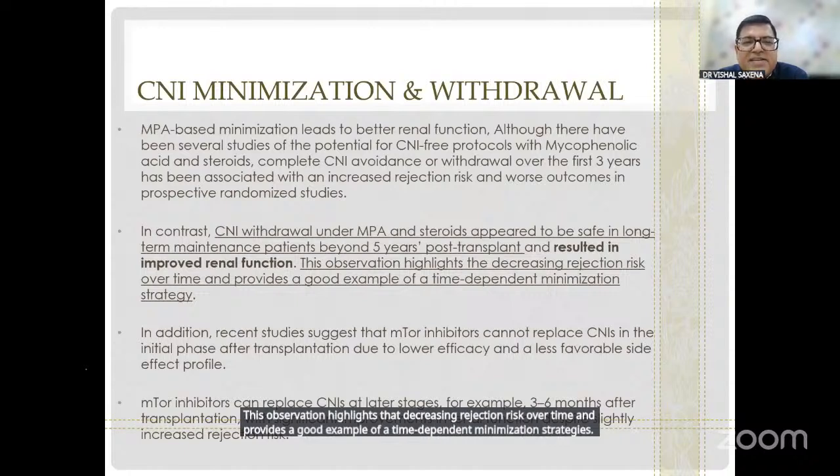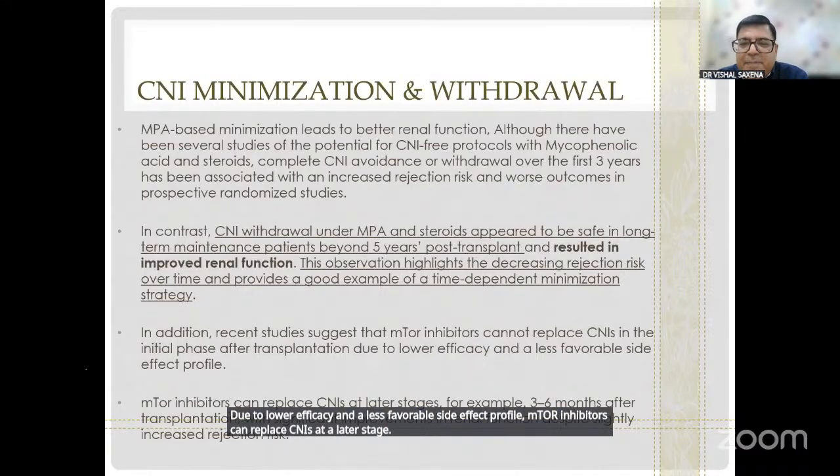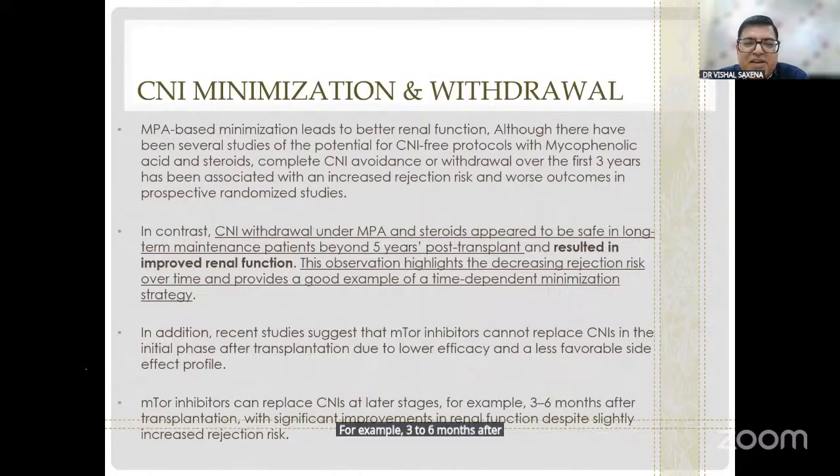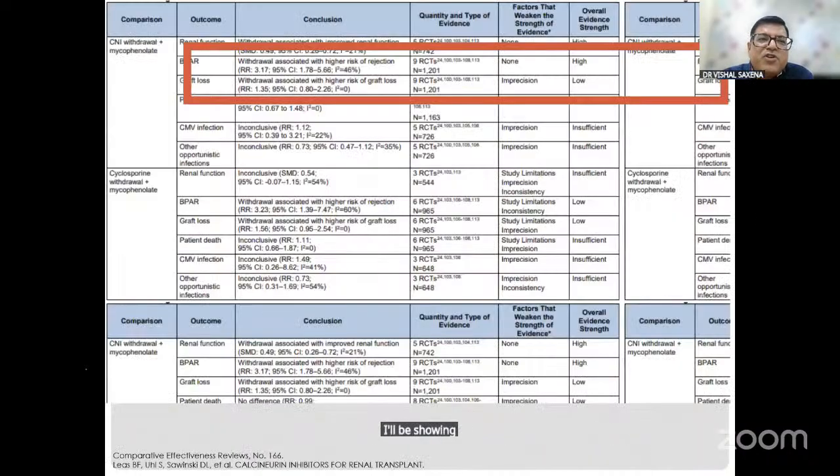In addition, a recent study suggests that mTOR inhibitors cannot replace CNIs in the initial phase after transplantation due to lower efficacy and a less favorable side effect profile. mTOR inhibitors can replace CNIs at a later stage, for example, 3 to 6 months after transplantation, with significant improvement in renal function despite slightly increased rejection risk. I'll be showing this visual abstract.